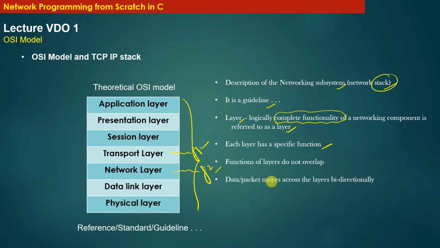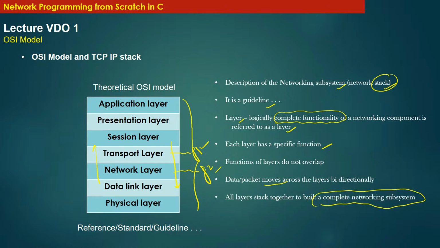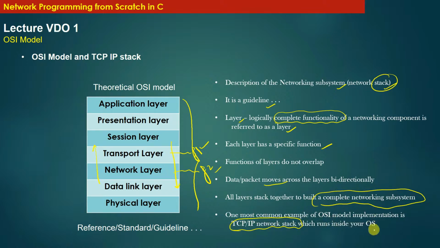Data packets move across the layers bidirectionally. It means that in the OSI model, the data packet moves upward and the data packet also moves downwards. All layers stack together to build a complete networking subsystem. One most common example of OSI model implementation is the TCP/IP network stack, which runs inside your operating system.